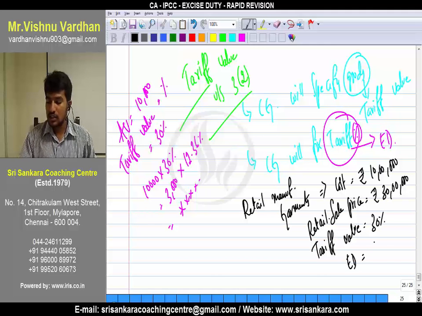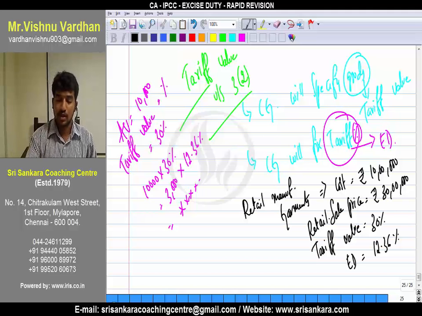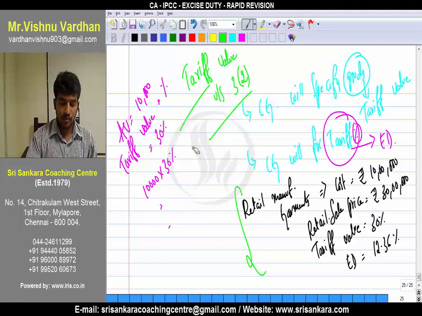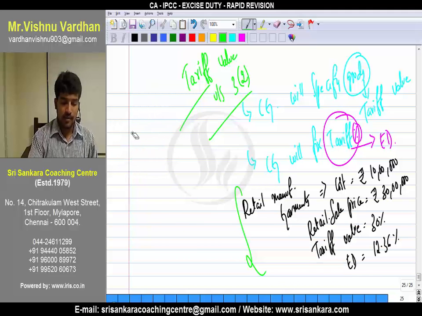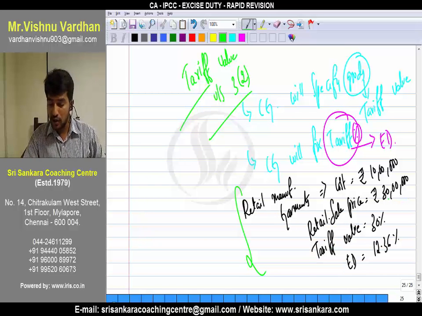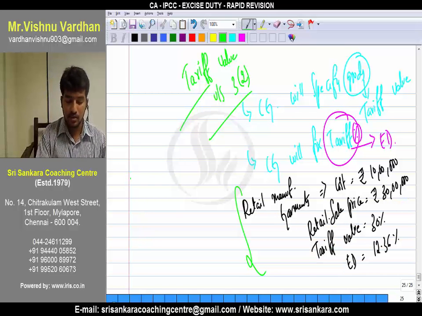Education duty percentage, let us assume inclusive of excise duty and education cess, secondary and higher education cess, is 12.36%. Now what is the excise duty liability on this? So actually what we are talking about, the tariff value should be levied on the retail sale price.